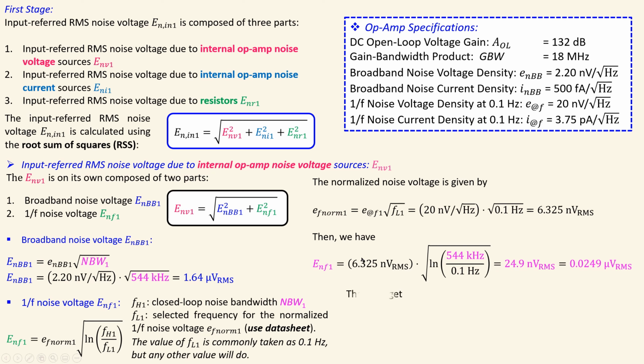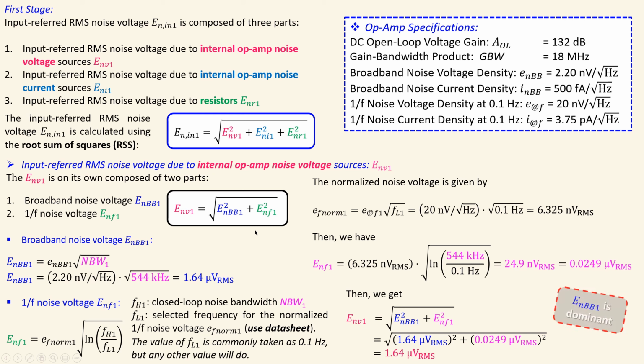Now we need to combine, of course, the broadband part and also the 1/f noise part. Then we have the following expression, of course, using the root sum of squares, and you will get 1.64 microvolts RMS. In this case, you see again the broadband noise voltage for the first stage is dominant.